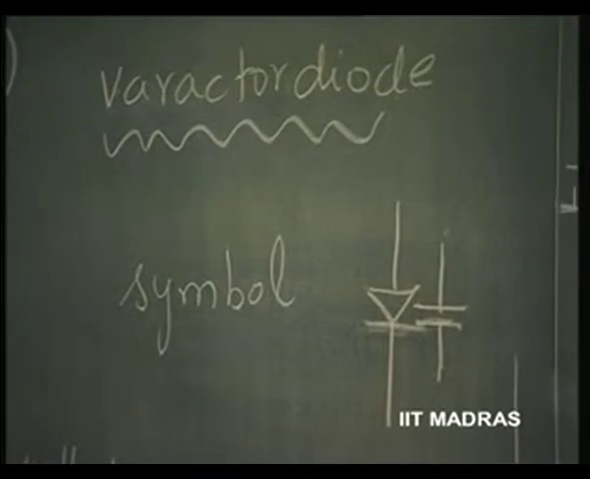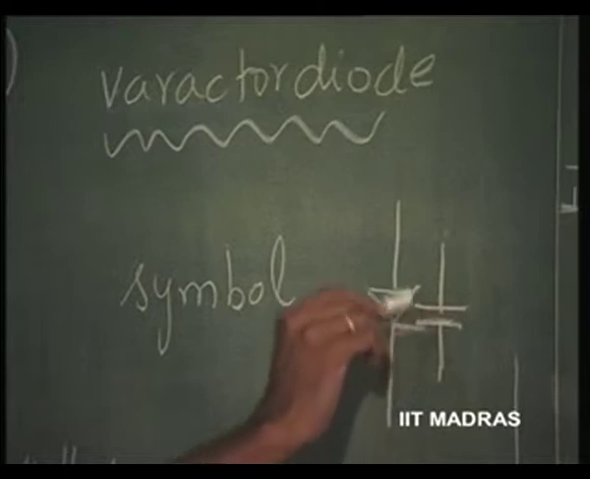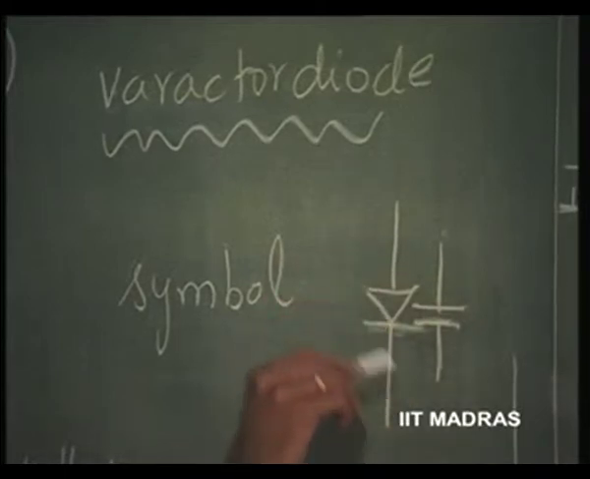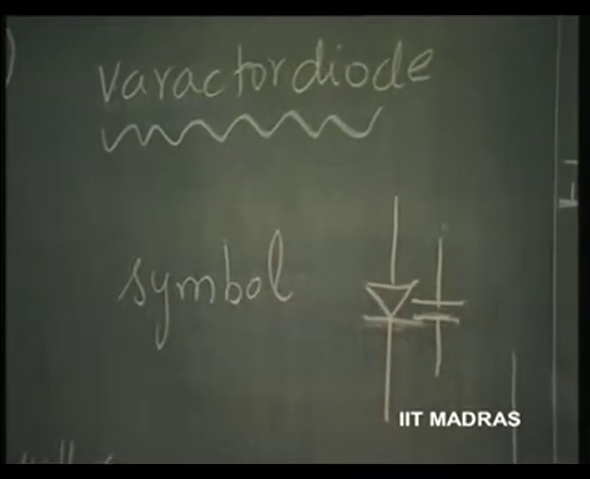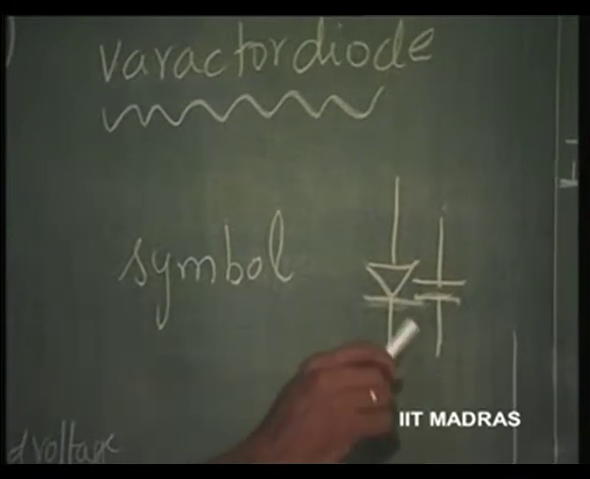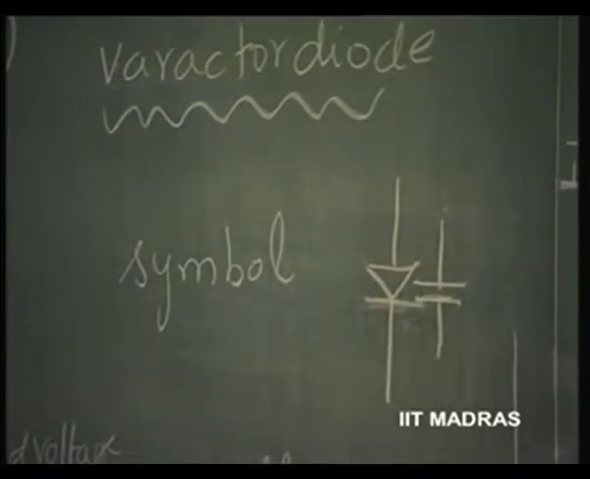So, continuing with our discussion on special diodes, Varactor diode, the symbol is that of the ordinary diode with the capacitor put alongside. Sometimes the capacitor is put at this point also, either alongside the diode or in line with this diode. So, that is the symbol for the Varactor diode.